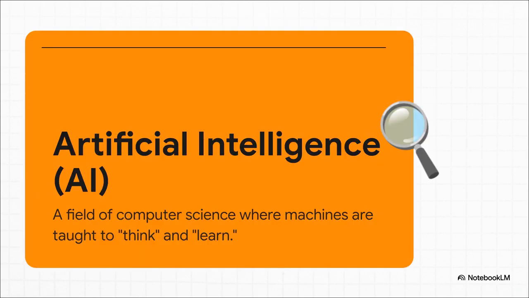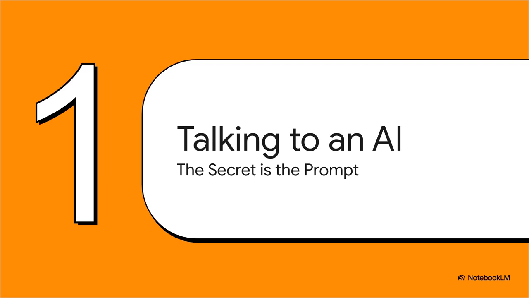So first things first, let's break down what we even mean by AI. You hear the term everywhere, right? But at its heart, it's just about teaching computers to think and learn. The easiest way to wrap your head around it is to just picture a super smart assistant that's basically waiting for you to give it something to do. So that leads to the really big question. How do we actually talk to this smart assistant?